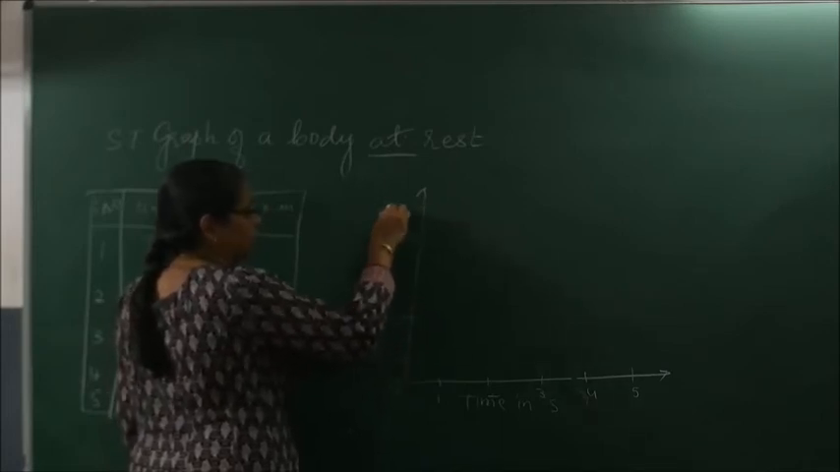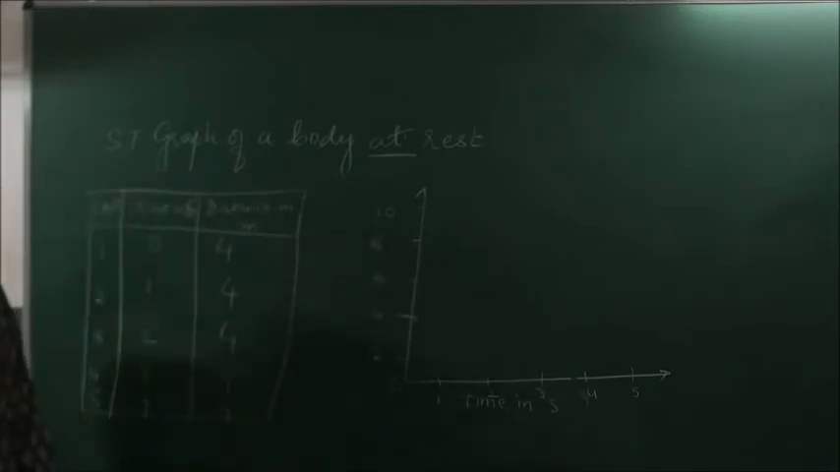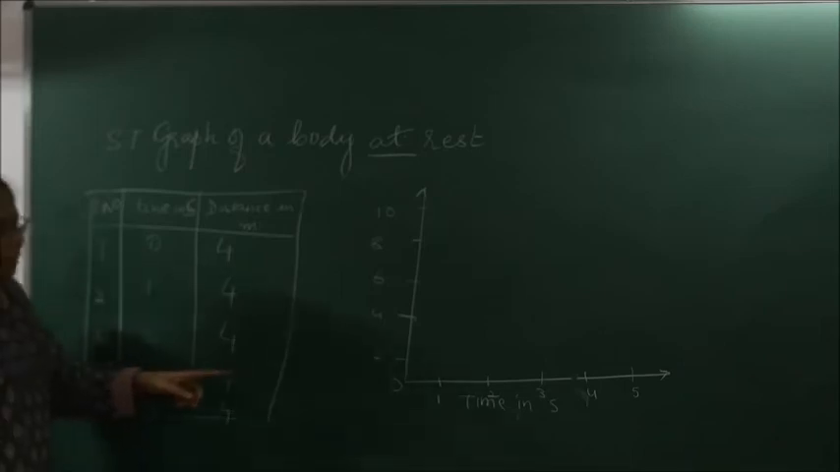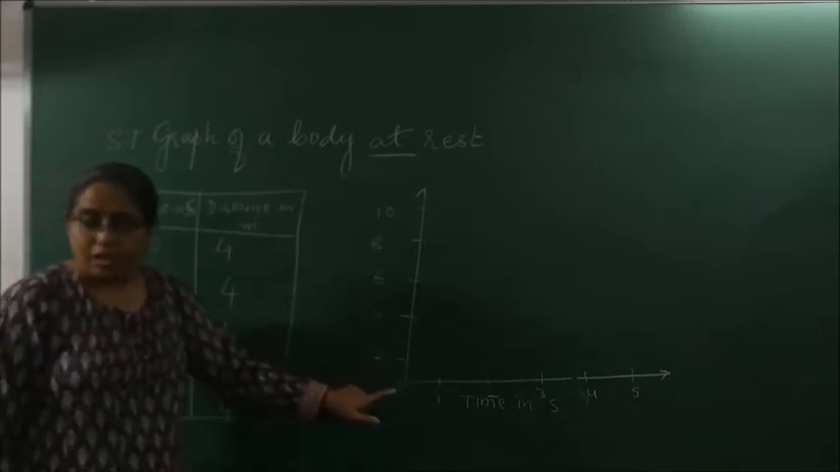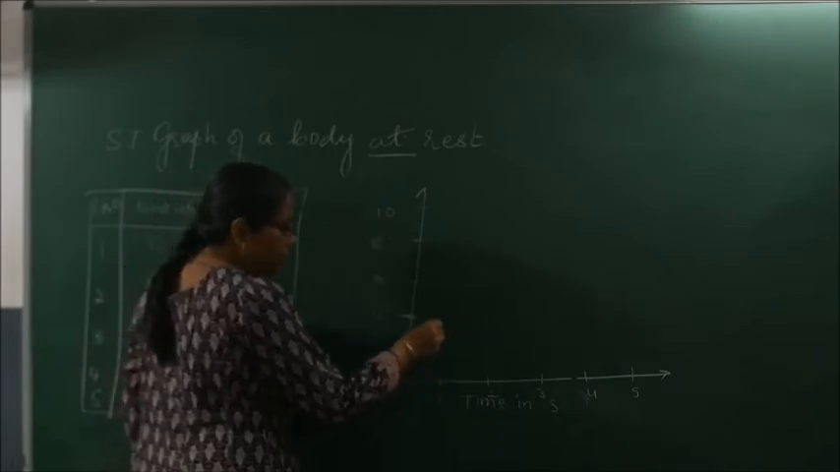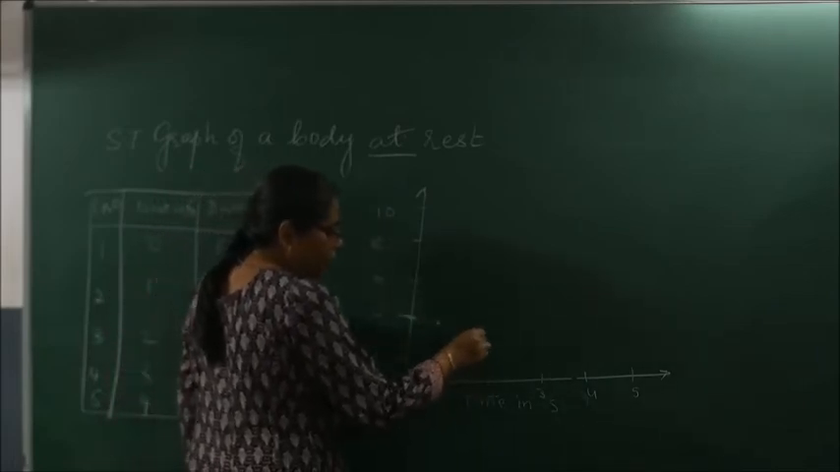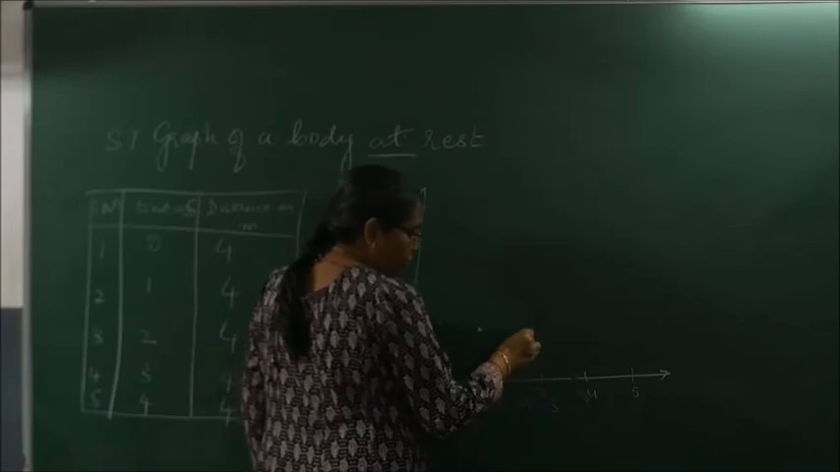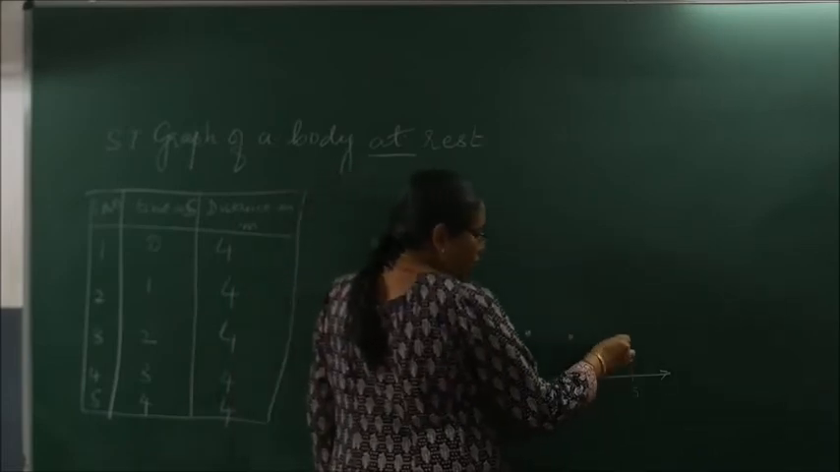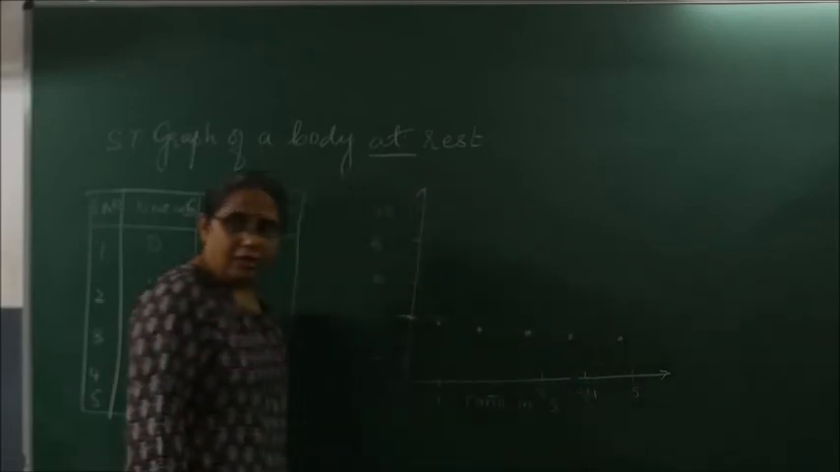8 and 10. Okay. So now please look here first. Then you can draw it. I'll give you time. When it was 0 seconds, where was the object? At 4 meter. When it was 1 also, it was at 4. When it was 2 also, at 4. When it was 3, also at 4. When it was 4, also at 4. When it was 5 seconds also, at 4.